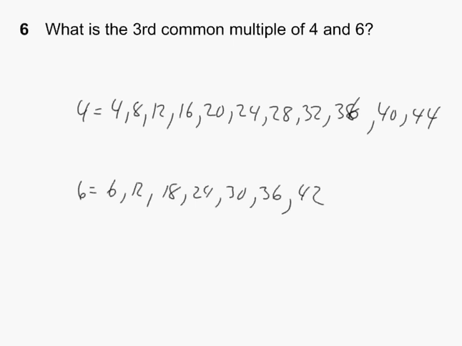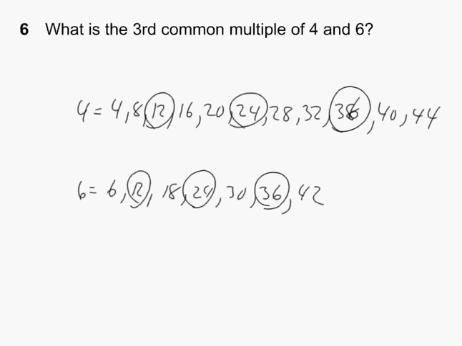So let's look at the common ones we have. One common multiple is 12. Another common multiple is 24. And the third common multiple they both share is 36. So what is the third common multiple both 4 and 6 have? The answer is 36.